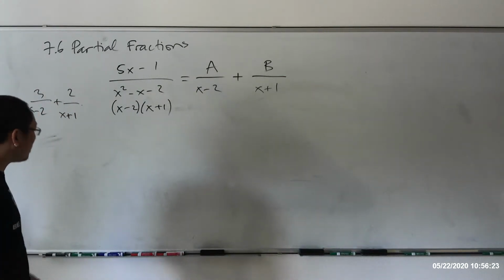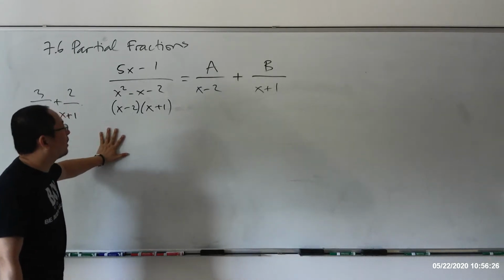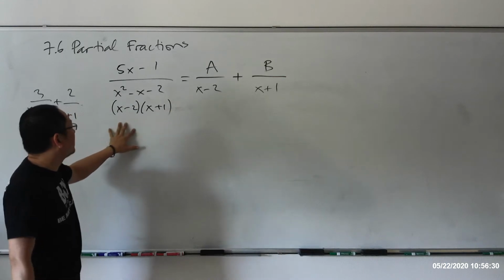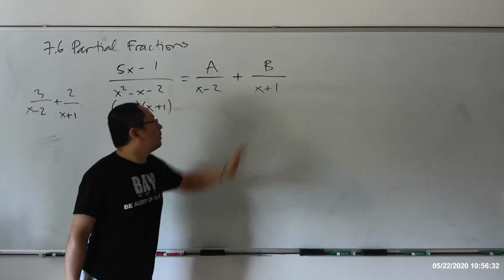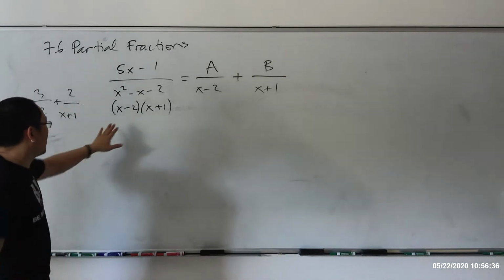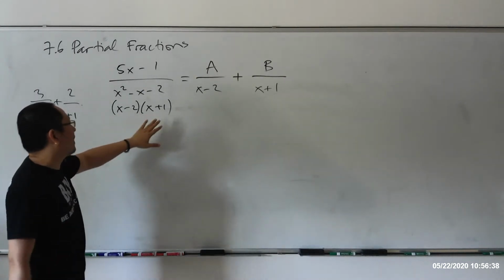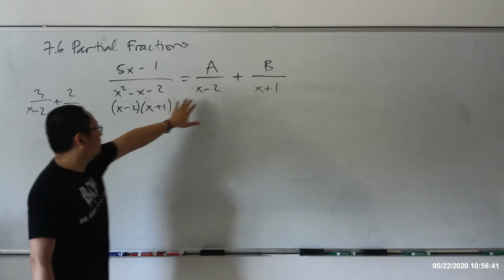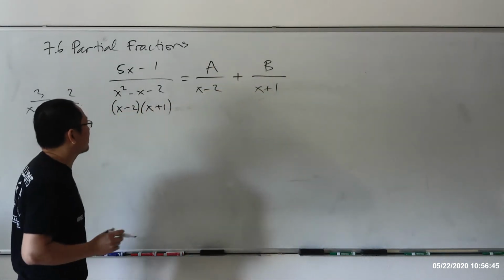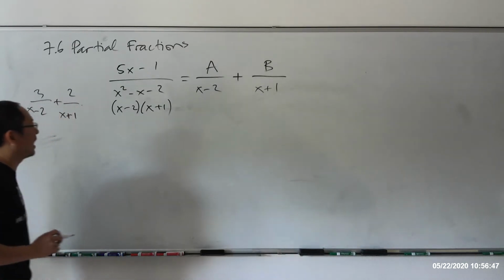So the first step to decompose a proper fraction is to factor out the denominators and list out all the possibilities for the denominators. In this case, I only have two factors, two linear factors to be more precise, x minus 2 and then x plus 1. So I expect to have two small fractions. So my job is to solve for A and B.